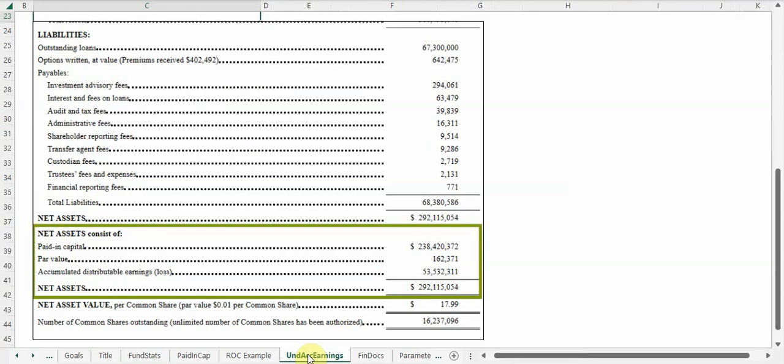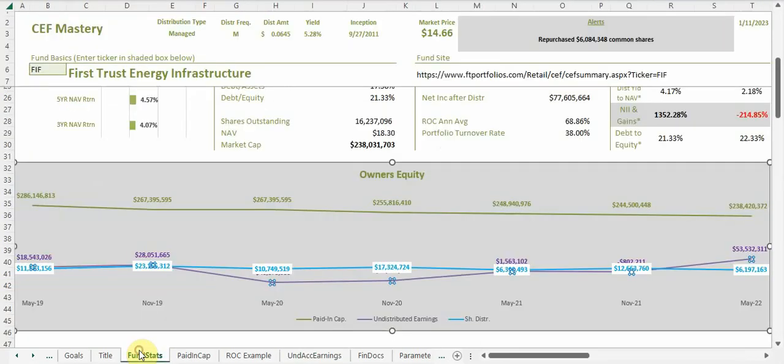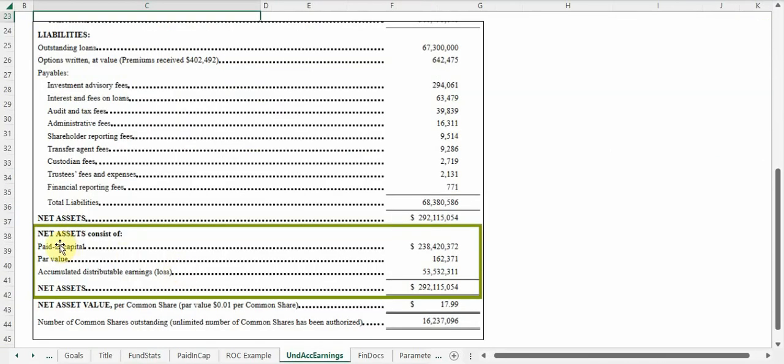What we're paying particularly close attention to are the figures that are enclosed in the green box. If you look at the figure on the top line, you might see a term that you are already familiar with, which is paid in capital, in the amount of $238,420,372, which is the exact same amount from the latest report indicated in the owner's equity chart.